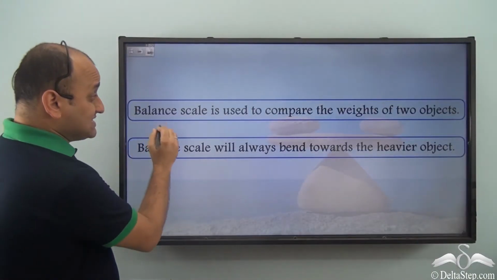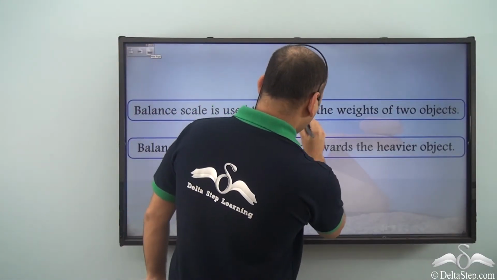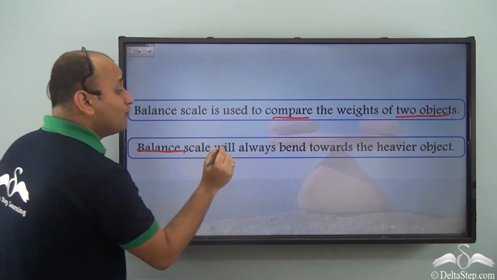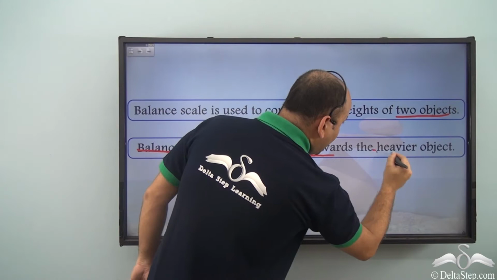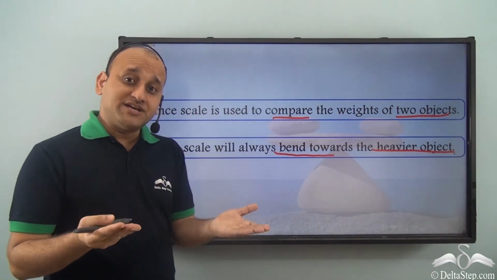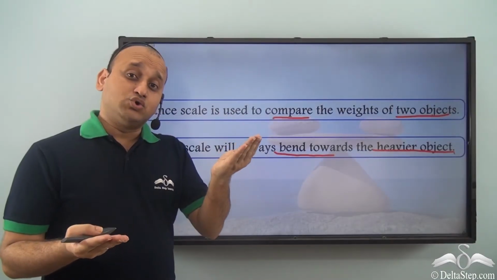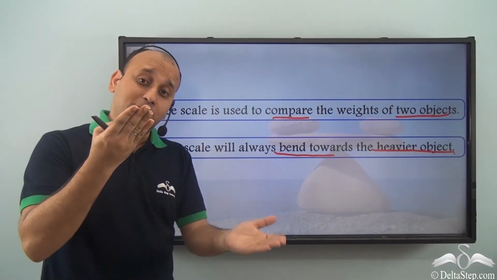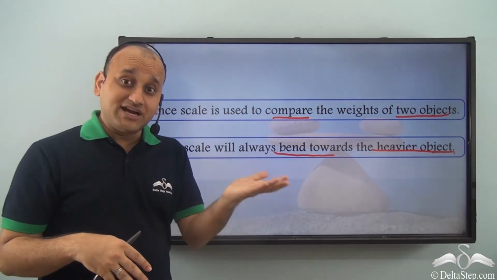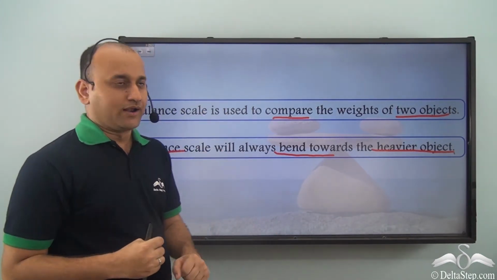So a balance scale is used to compare the weights of two objects. Balance scale will always bend towards the heavier object. So whenever you compare between two objects, the side towards which the balance will bend, that side is the heavier side, or that object is heavier than the other one.